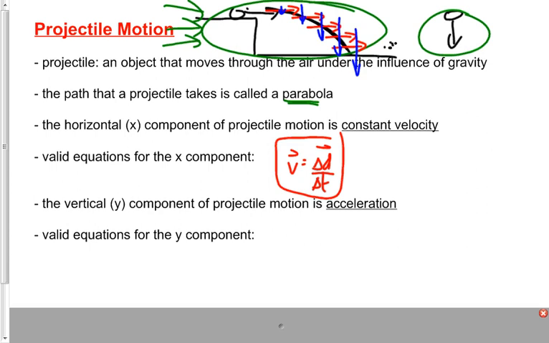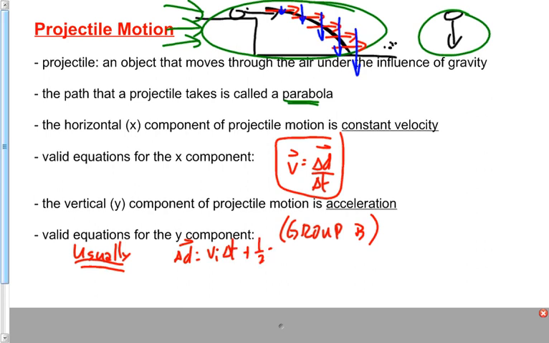If the vertical component is acceleration, then we can describe it by any of the group B equations. a equals delta v over delta t, vf squared equals vi squared plus 2ad, and so on. The one that we're usually going to use, the one that's used most often, is going to be this one. Remember that they're all valid. All of the group B equations are valid. But this is the one that we use most often: d equals vi t plus 1/2 a t squared.